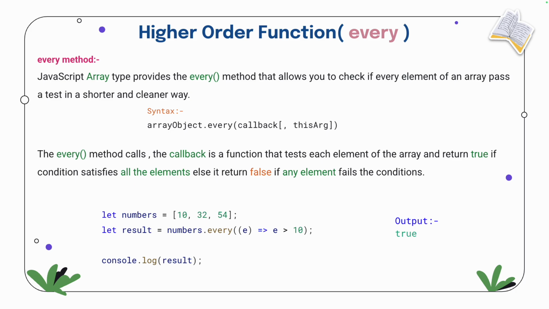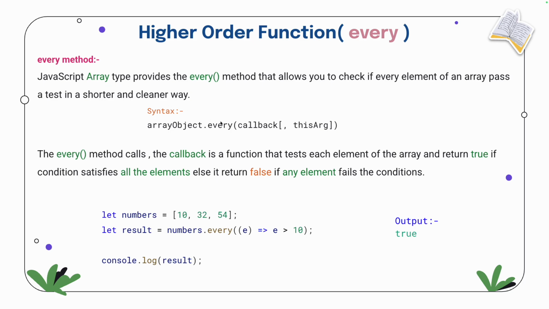So as we understood, higher order functions take what? A callback function, and it works on each element of the array, right? And it returns a new array in some cases. So that is the thing we are going to check. So the next method we are going to check is every.